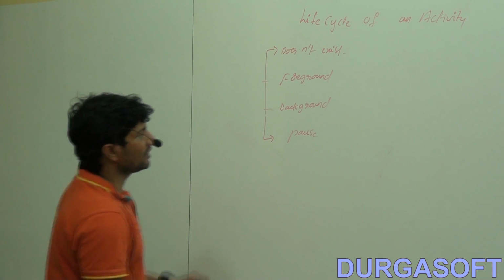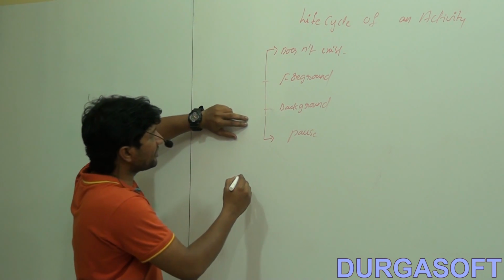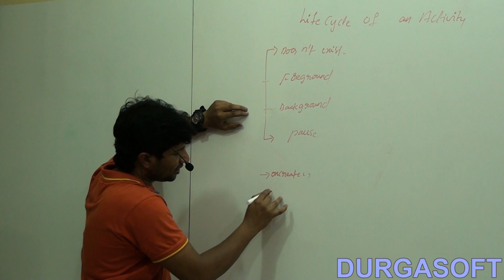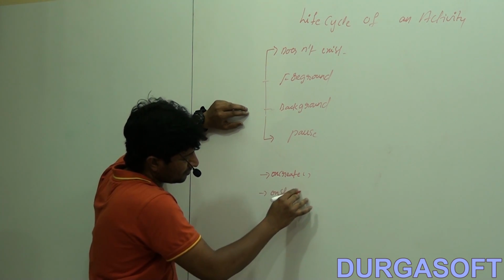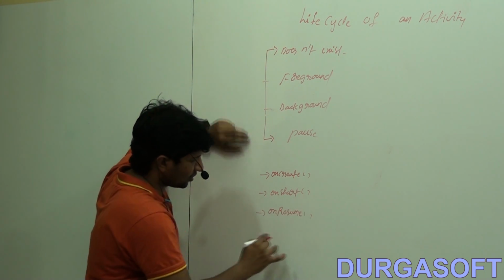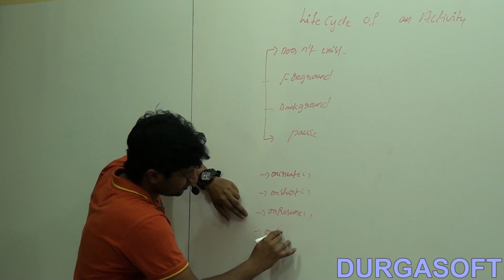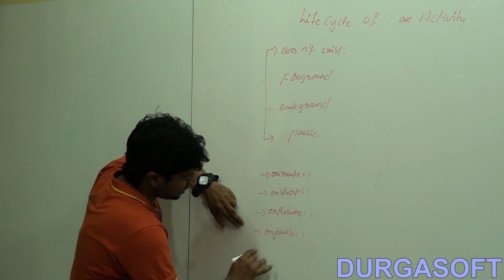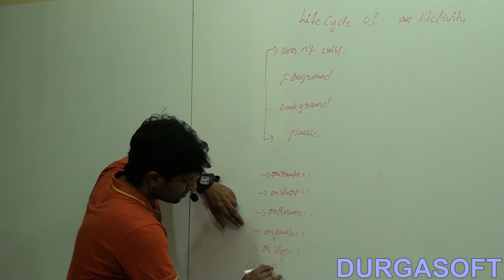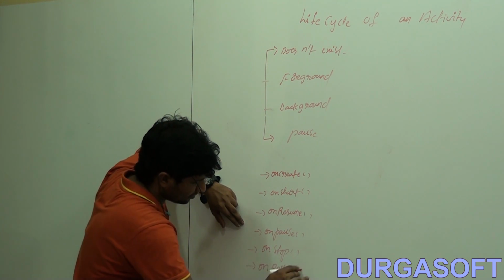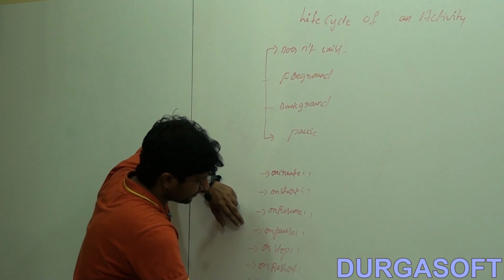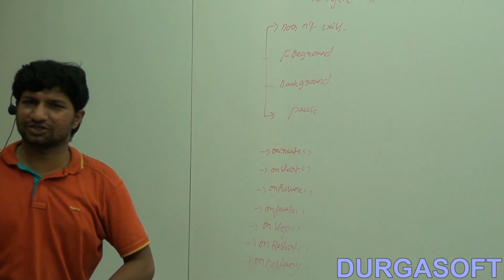Next, an activity has seven major methods. The seven major methods of an activity are: onCreate, onStart, onResume, onPause, onStop, onRestart, and onDestroy. These are the seven major methods of an activity.